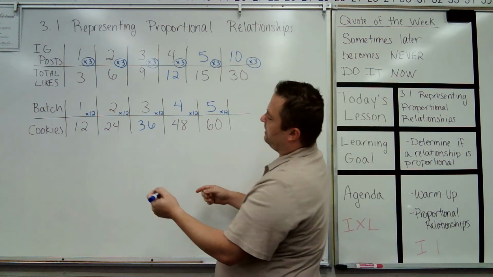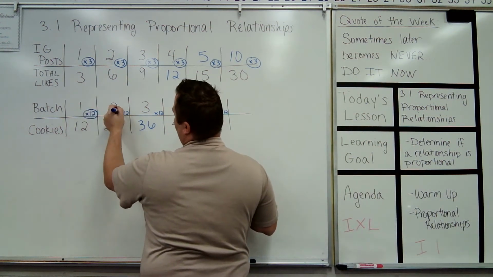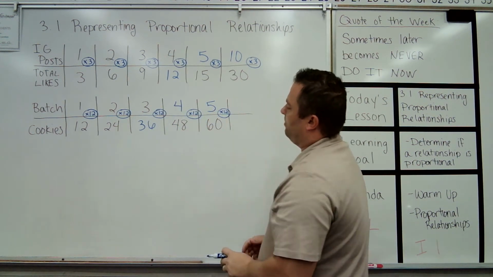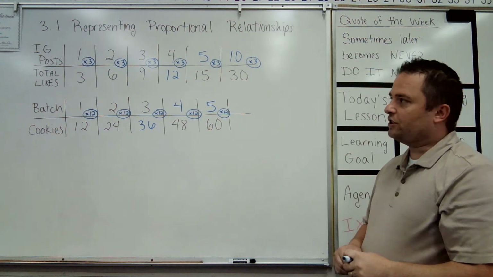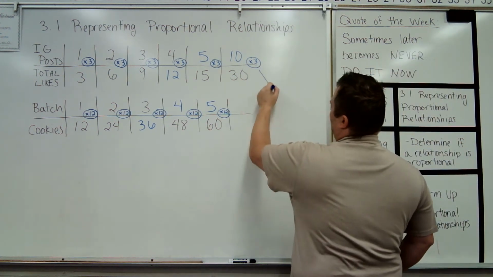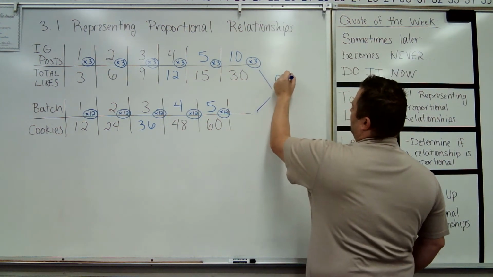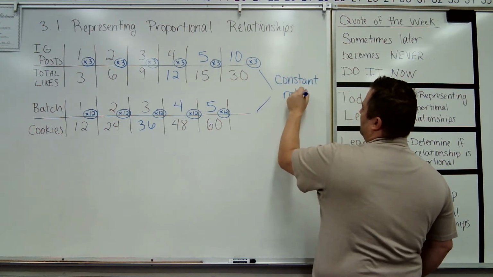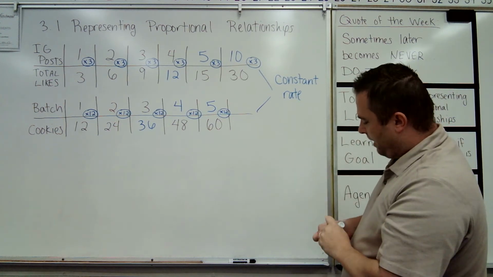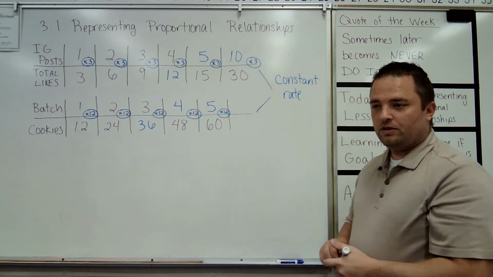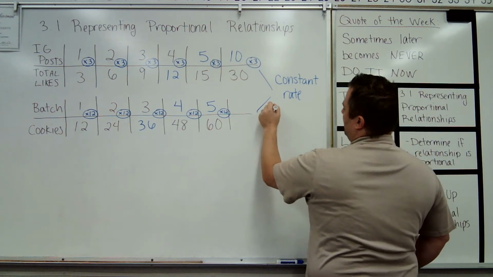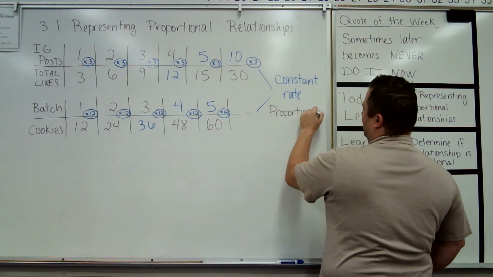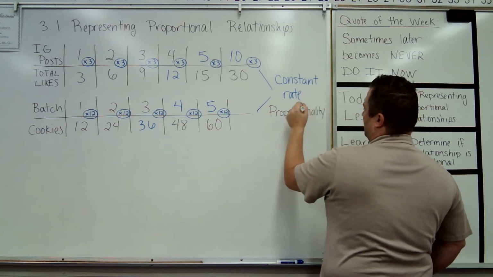If you notice that this 12 is being multiplied by each of the numbers on the top to achieve the bottom number, these are both known as a constant rate. Okay, a constant rate, but in math, they don't use that. They call this the proportionality constant.